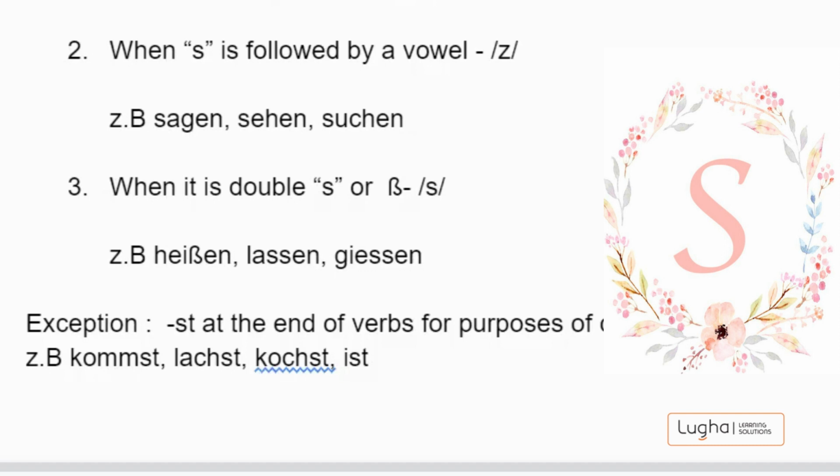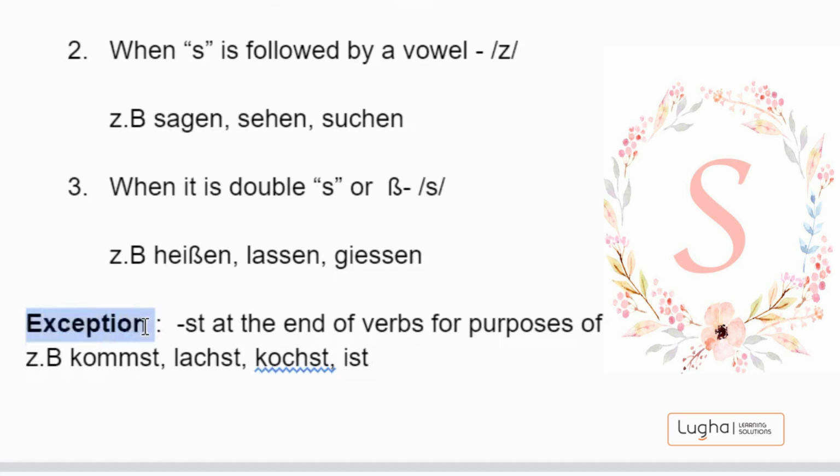I really hope that you have understood that exception. As a general rule, this would have been sh because it's followed by a consonant. But as an exception, if you find ST at the end of the verb, which is as a result of conjugation of that verb, then we pronounce it as S.